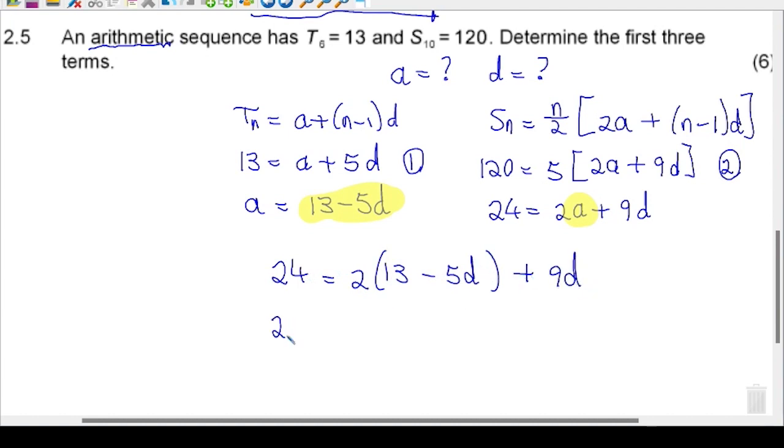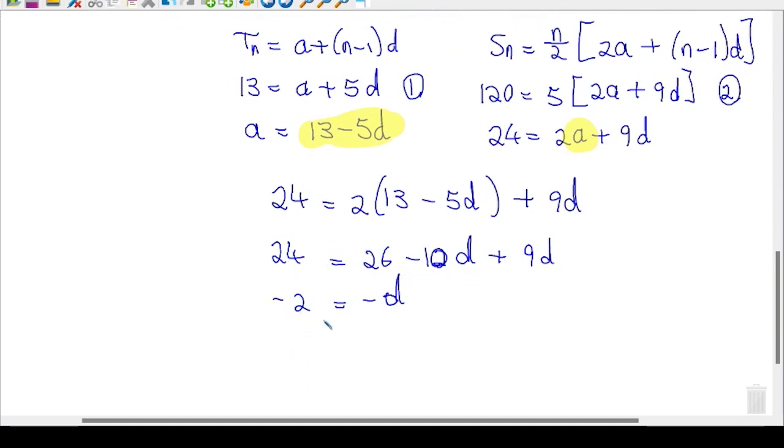Lo and behold, what we have now is just one variable, just D. So we're going to simplify this a little bit. So that's minus 10D, and that's plus 9D. And we're solving here for D. So we get negative 2 is in fact equal to negative D. We can divide both sides by negative 1, or multiply by negative 1 in fact, and we get that D is equal to 2.